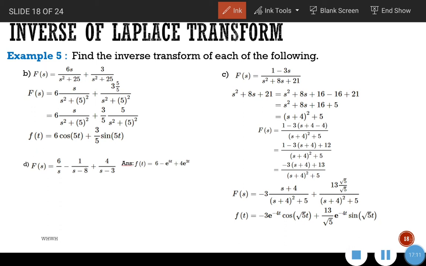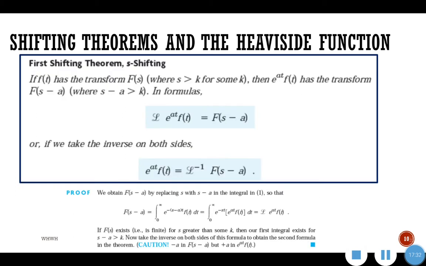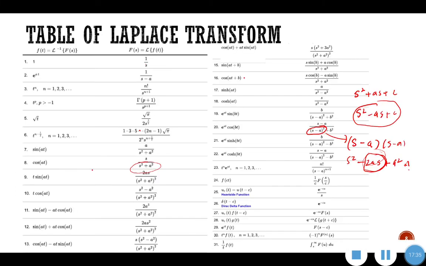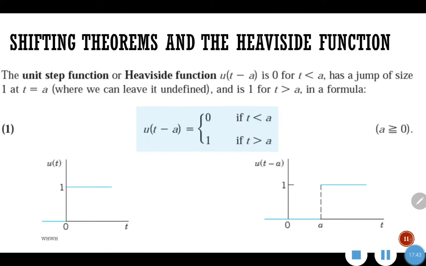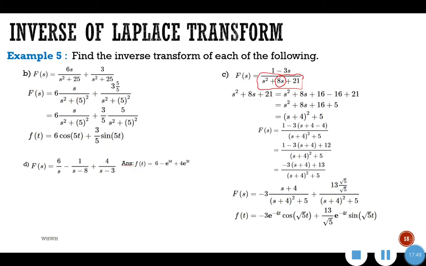Alright, so now we proceed with this s. As you can see, we have the problem I explained earlier about the as term here, s square plus 8s plus 21. So what we have to do here is make use of this: s minus a over s minus a square plus b square. So from there, we will try to manipulate the function until it becomes the form of s minus a square plus b square.